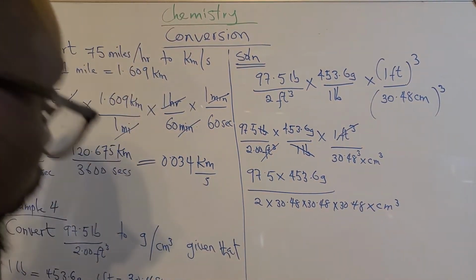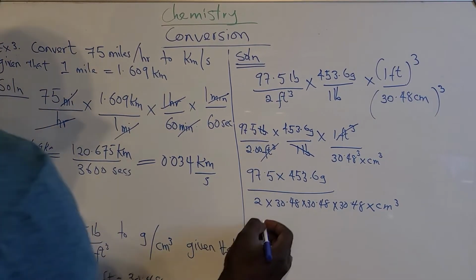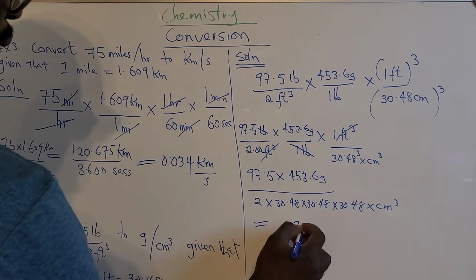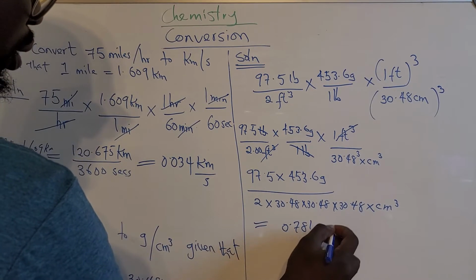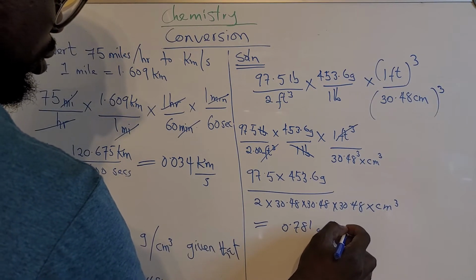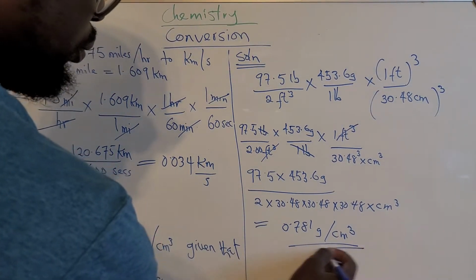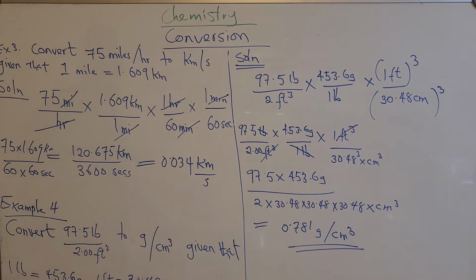So when you do the math with your calculator, you're going to come up with 0.781 grams per cm cubed. So what you've just done is convert your 97.5 pounds per 2.0 foot cubed to grams per cm cubed, and that's what your final answer is going to be, okay?